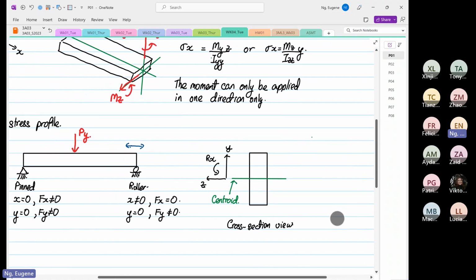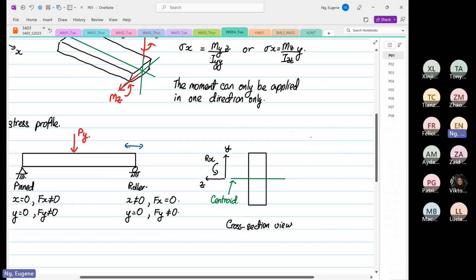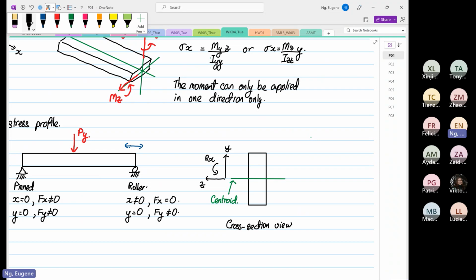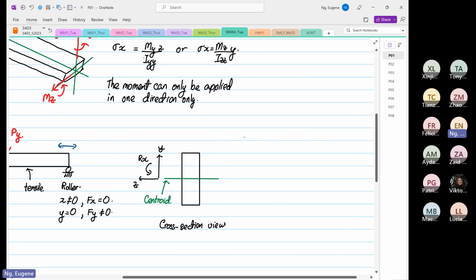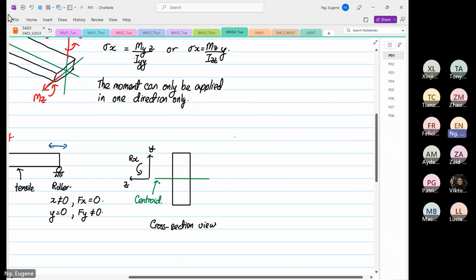So to sketch the normal stress distribution, you know Py is acting from the top. So at the top, at this surface, it'll be under compression due to bending moment. At the bottom will be in tensile. Okay, so if we're going to sketch the normal stress distribution, how would it look like?